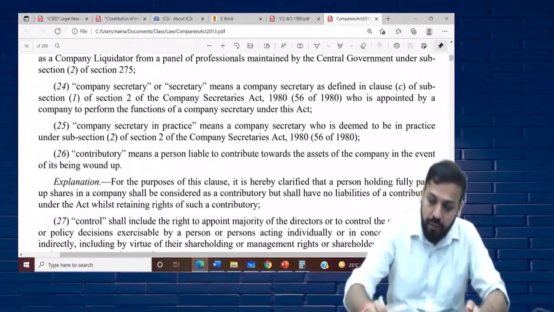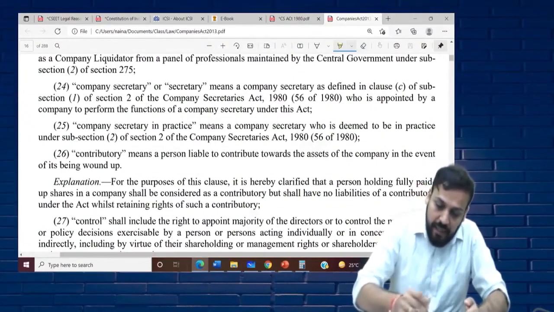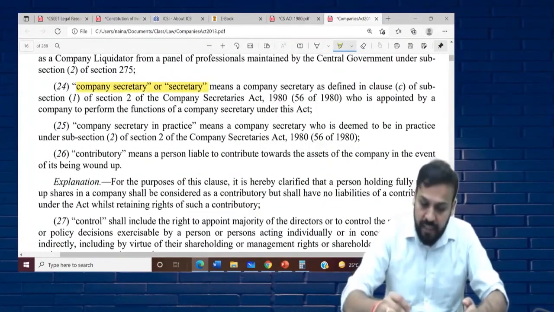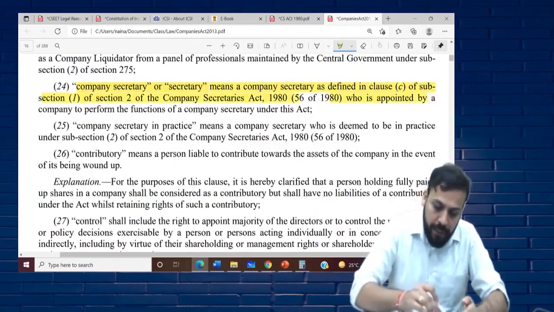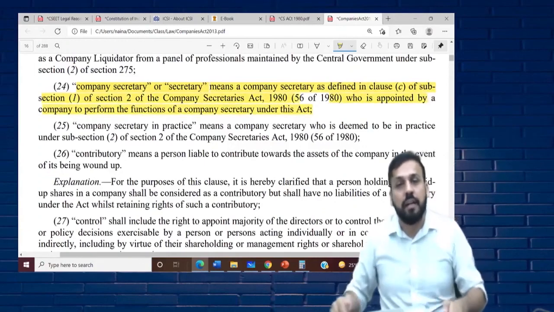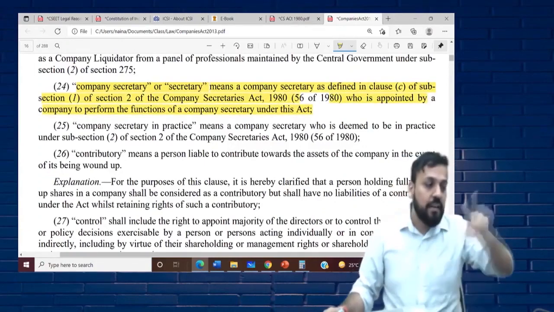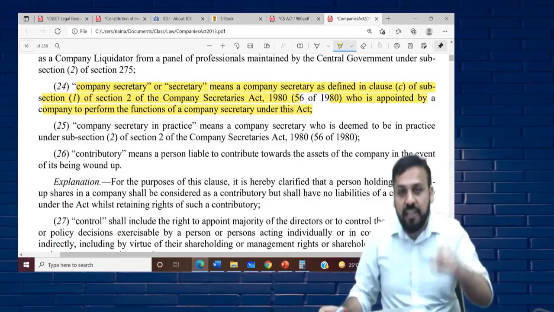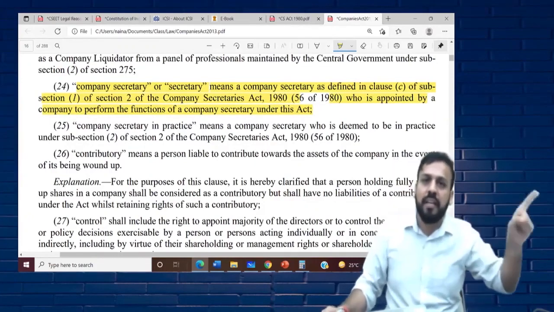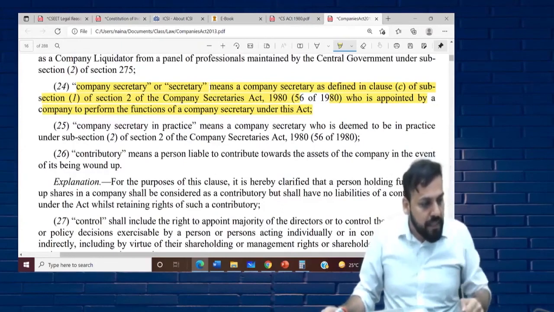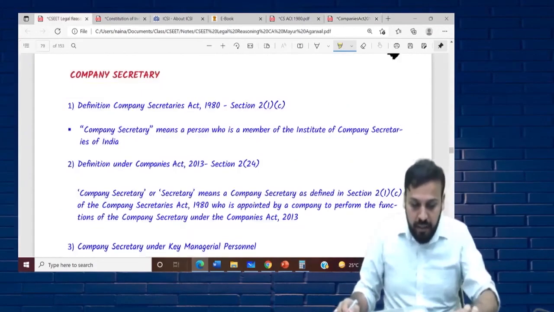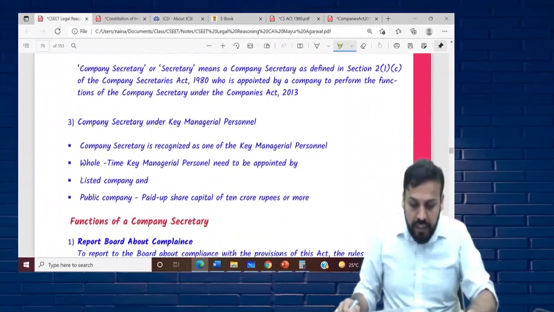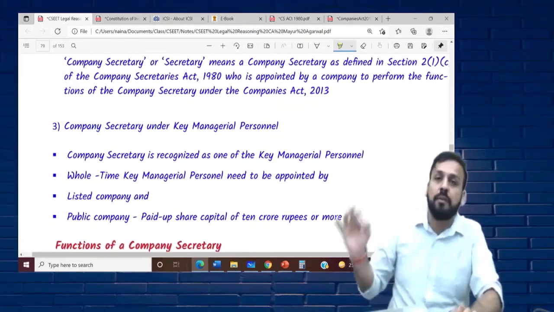Section 2, subsection 24. Company secretary or secretary means a CS as defined under 2(1)(c) of the CS Act and who is appointed to perform the functions of CS under this Act. So which Act is this referring to? This Companies Act is telling us it has the same meaning as what is there in the Company Secretaries Act. Do you understand this? Yes or no? So CS means the same as per the scenario. Very, very clear.